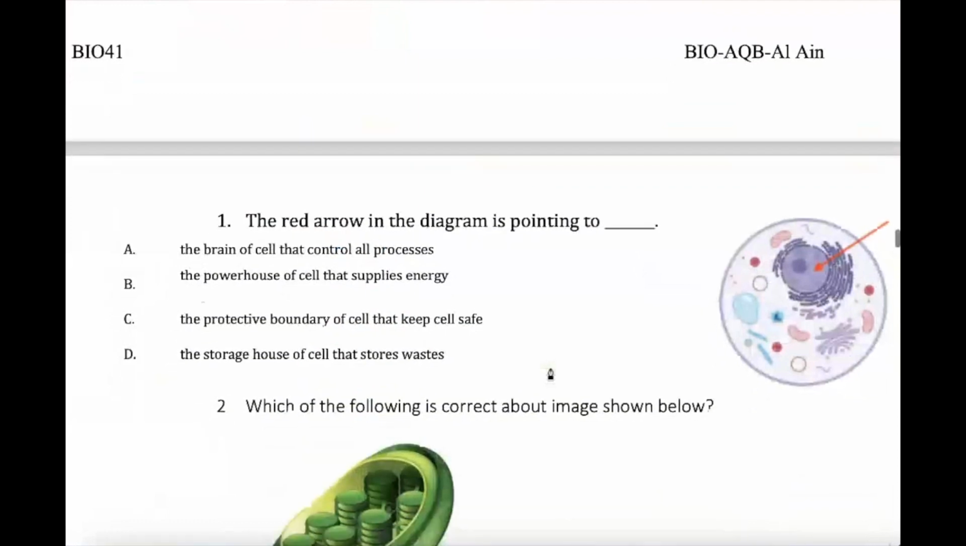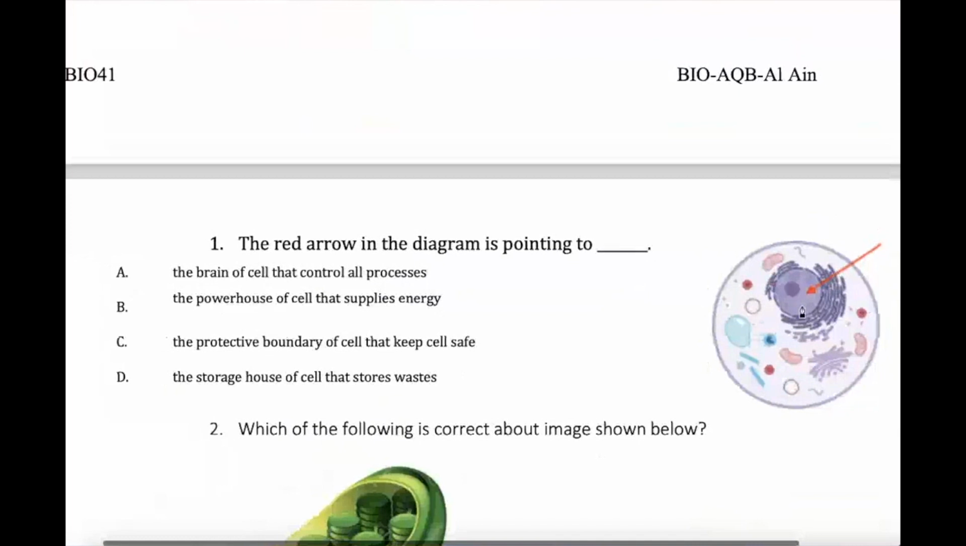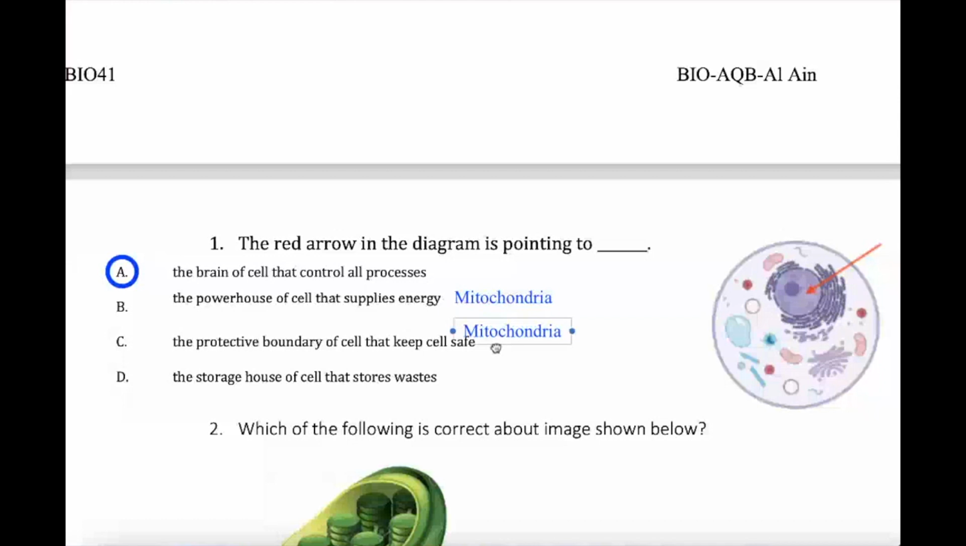Quickly going into the cells, the red arrow shows which organelle? Nucleus, the brain of the cell that controls all the processes. Powerhouse of the cell? Mitochondria. Very good. Who is the protective boundary of the cell? Cell membrane. Yes, cell membrane in animals and all other cells, but cell wall in the plants. But because this is an animal cell, we will write cell membrane.